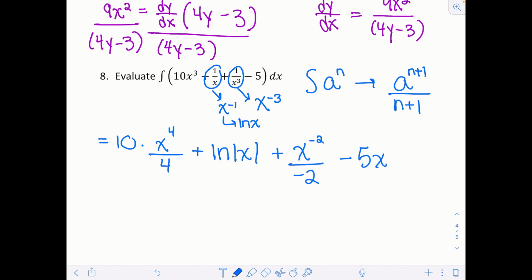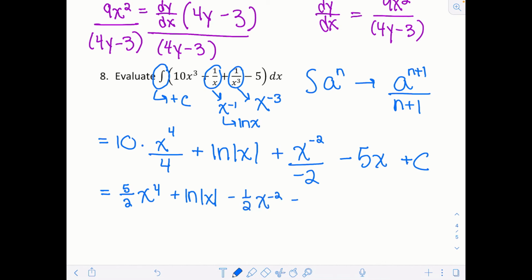And so there are two types of integrals: the indefinite integral and the definite integral. Indefinite is when there are no numbers on the integral sign, and that means the last step is to just add c to the end. Okay, so let me rewrite our problem. There's not much simplifying to do. I guess for 10 divided by 4, I could change that to 5 over 2 x to the 4 plus ln of x minus 1/2 x to the negative 2 minus 5x plus c. So this is actually the final answer.